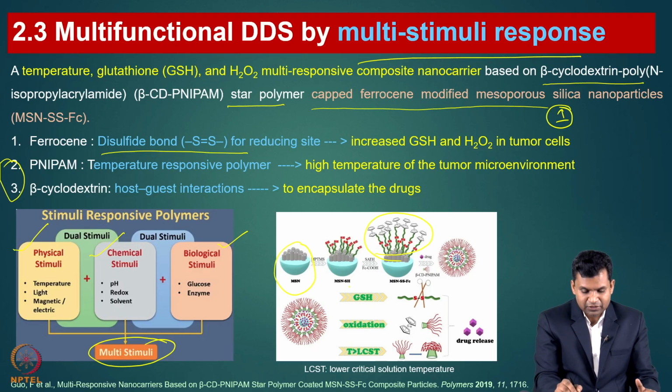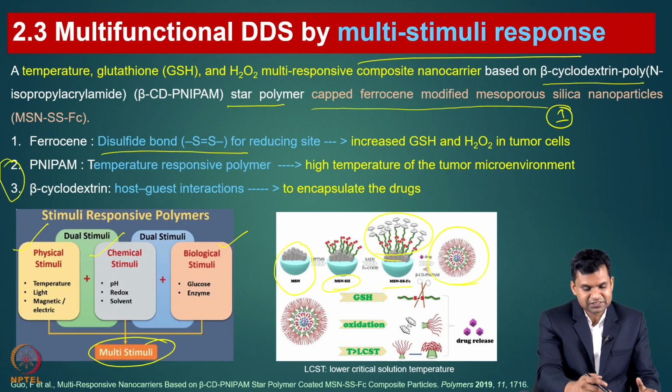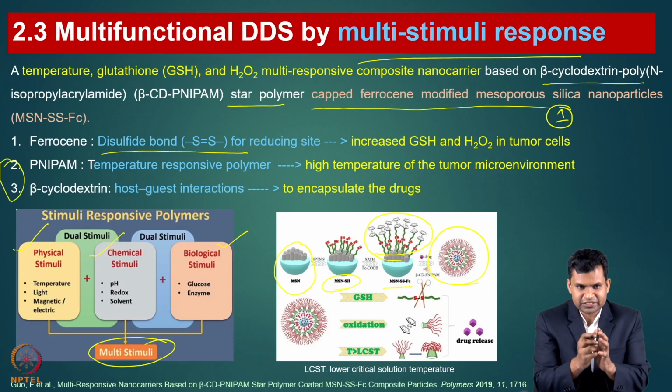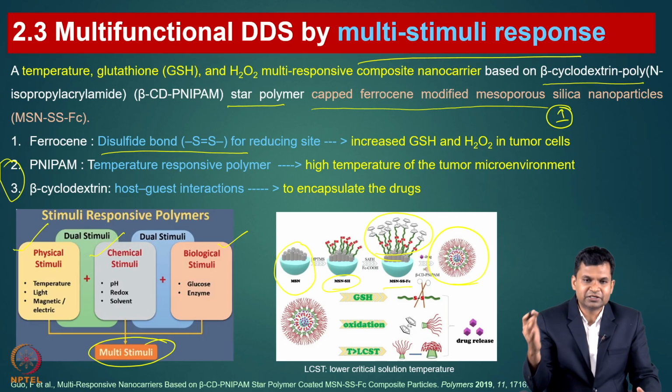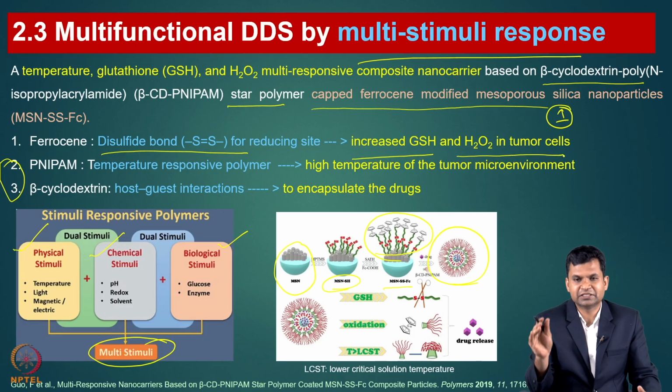So, see here, these are the mesoporous silica nanoparticles which are activated for the disulfide bonds. Then after that we can conjugate your polymers, and then here we can encapsulate the drugs. So, with this system, now you can see what the functions of all these molecules are. Ferrocene will provide the disulfide bond which will help for the conjugation, and later it will help as the reducing site for the increased glutathione and hydroperoxide in tumor cells.